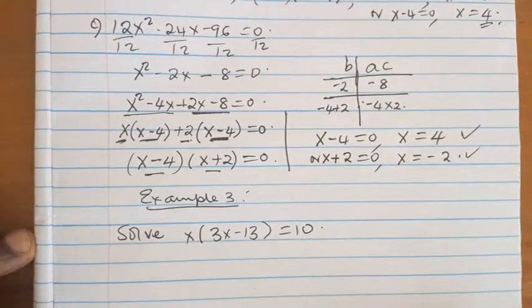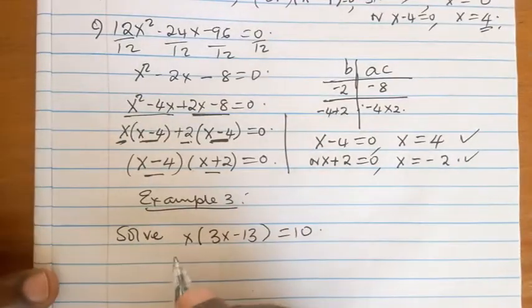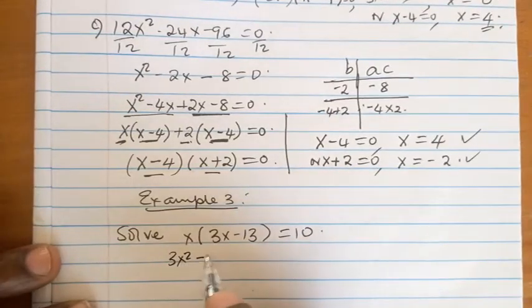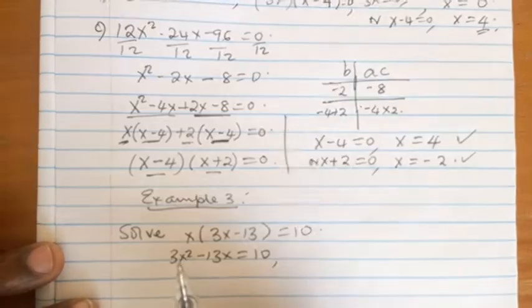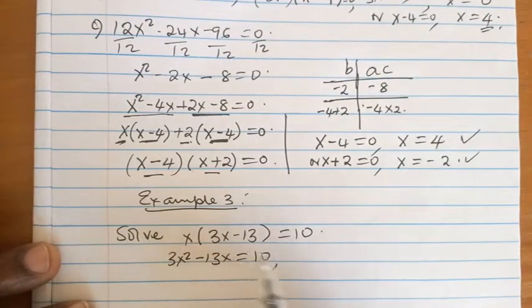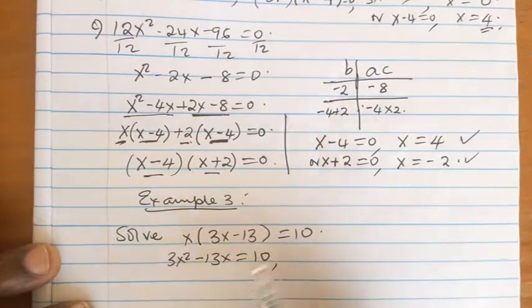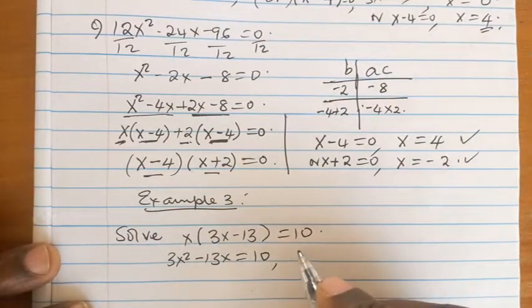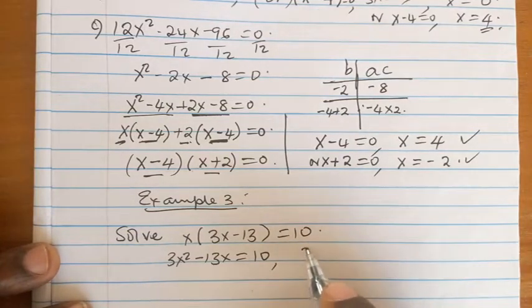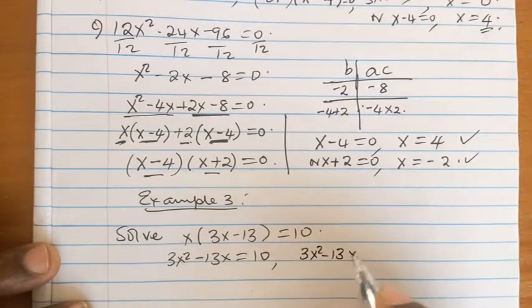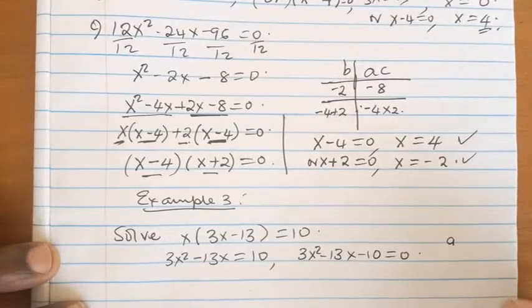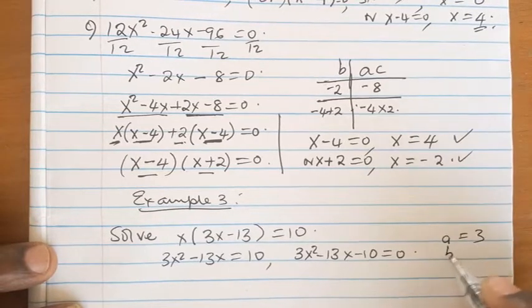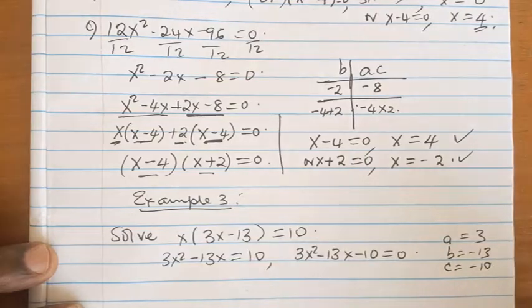Please be advised that we first of all have to open this bracket: 3x squared minus 13x is equal to 10. It goes without saying that each and every quadratic equation should be solved when it is equal to 0. So we bring 10 across to give us 3x squared minus 13x minus 10 is equal to 0. In this case, you can already see that a is equal to 3, b is equal to negative 13, and c is equal to negative 10.